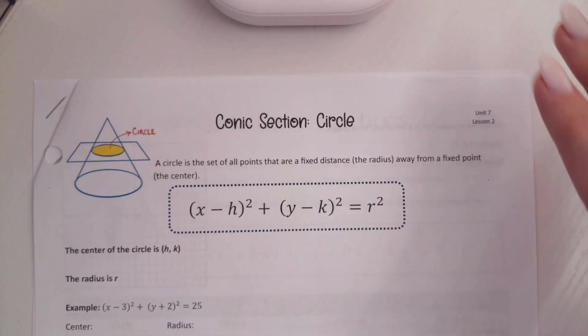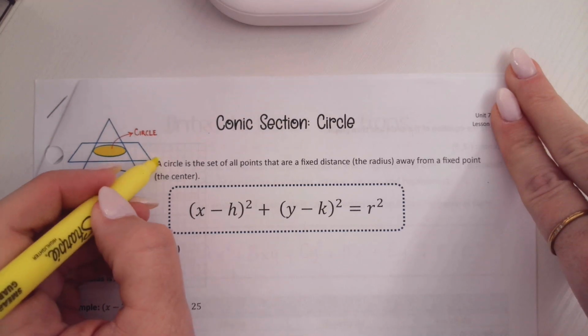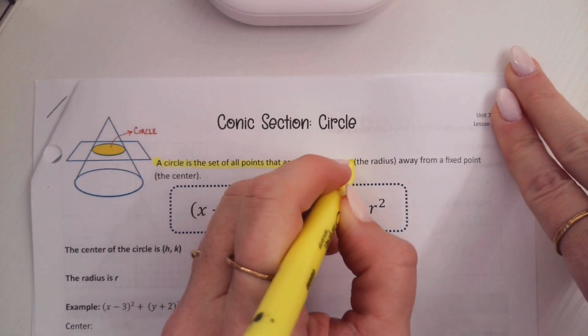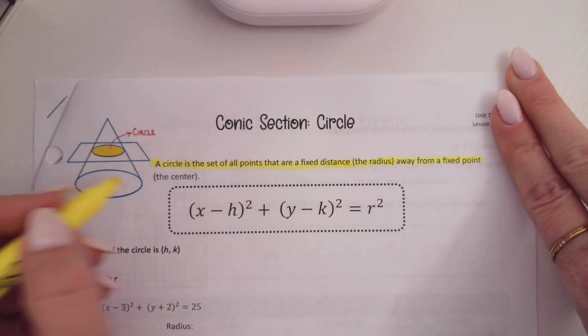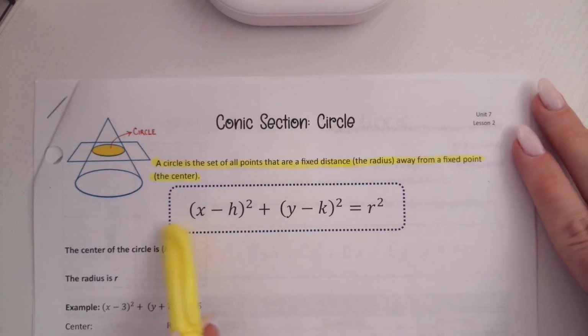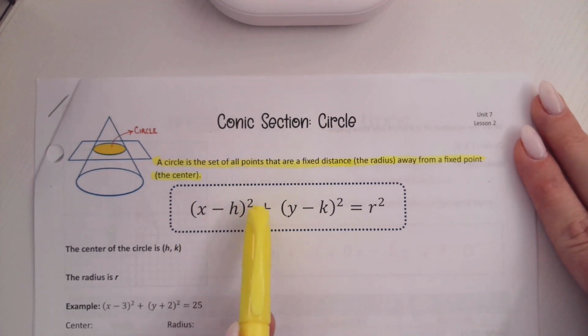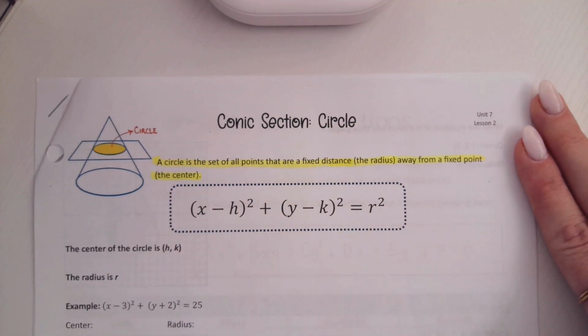Okay. A circle, the definition is a set of all points that are a fixed distance. That fixed distance is called the radius, away from a fixed point. That point is called the center. Again, we can see the formula here. It's (x minus h) squared plus (y minus k) squared equals r squared. This is our standard form.